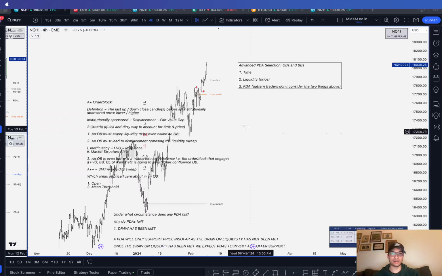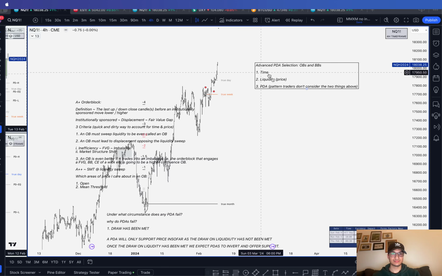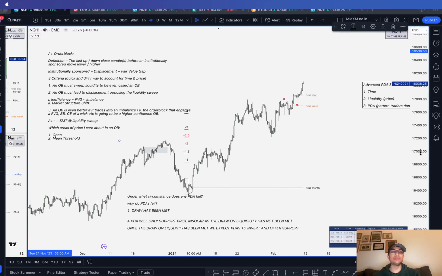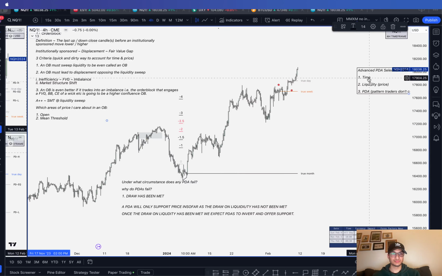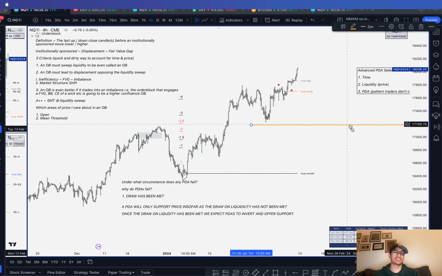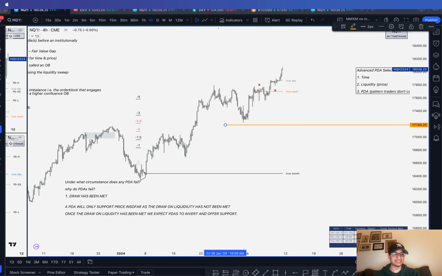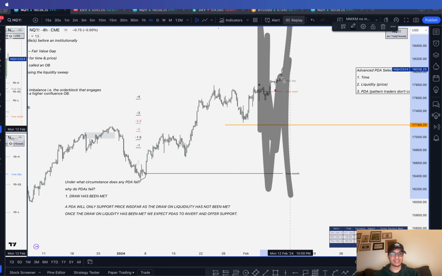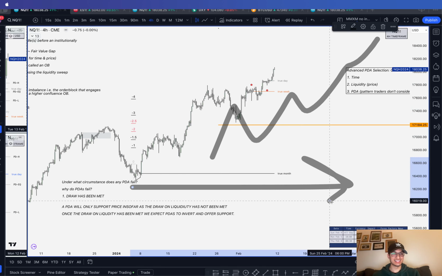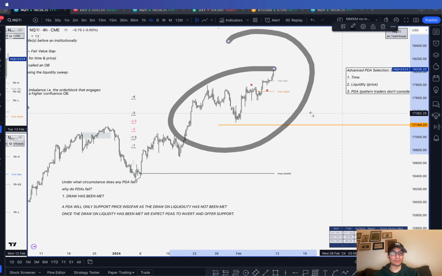What did I say at the beginning matters the most? There's three things I care about: time, liquidity, and PDAs. PDAs come last. A draw on liquidity being met is which one of these two? Liquidity is time and price. Do you just have a random point of liquidity right here? If you did, you'd just have a y-axis, so we wouldn't see any of this. What is this axis? That's time.